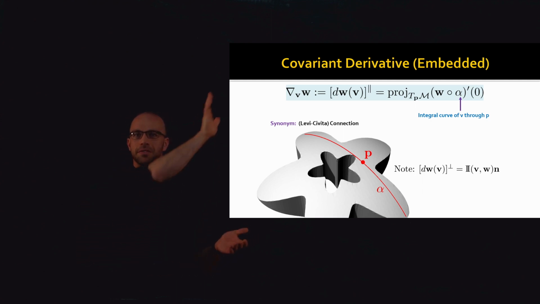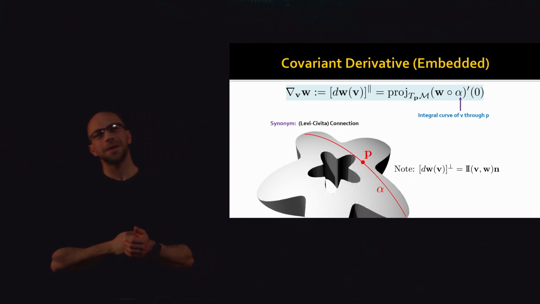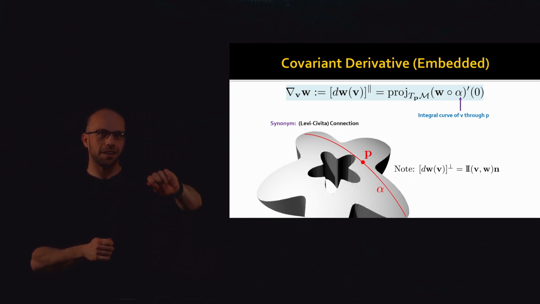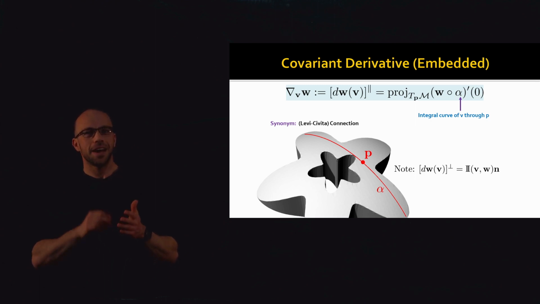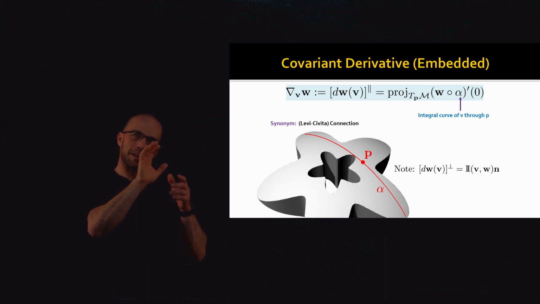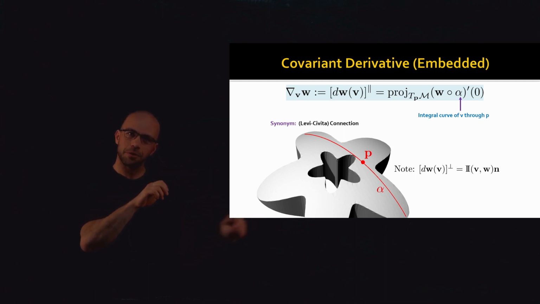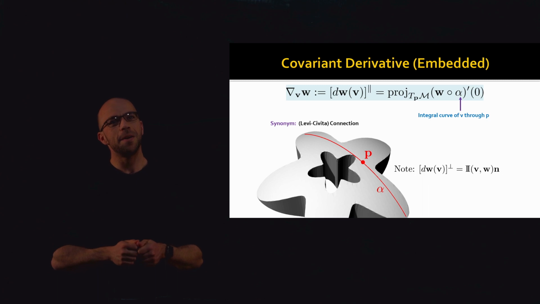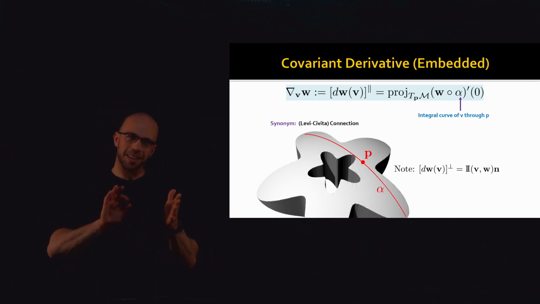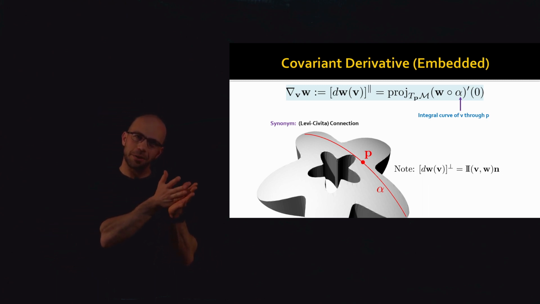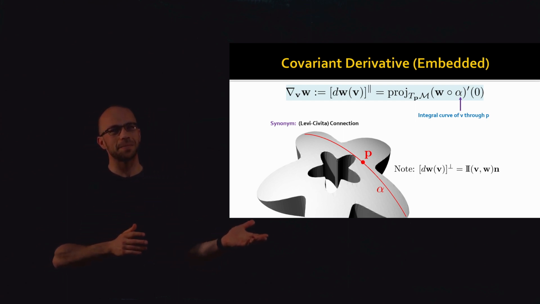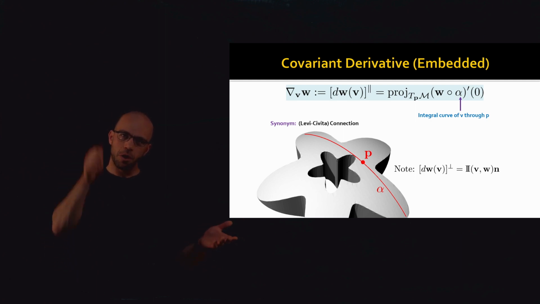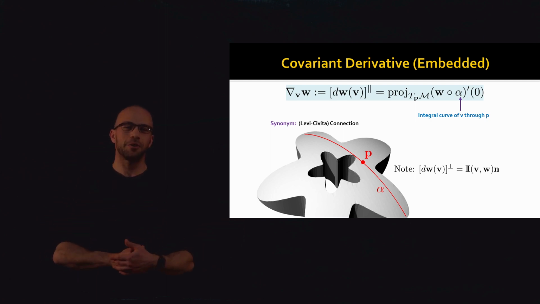A different way of understanding this definition, which is the second equality here, is that I take a curve alpha which goes through P in the v direction, and I take W composed with alpha, right? So this is just looking at the vector field as I walk along the curve alpha, and I differentiate it at time 0. So I look at the infinitesimal change of my vector field as I move a tiny step in the v direction along my manifold, in this case my surface. And that can have two components. It can have a normal component and a tangential component. The covariant derivative is just the tangential component of that.